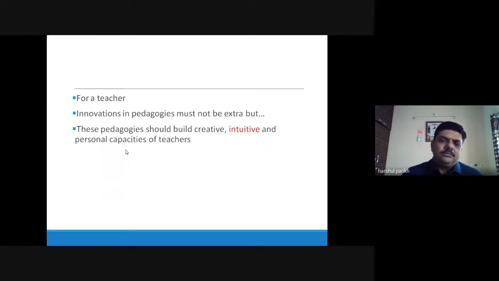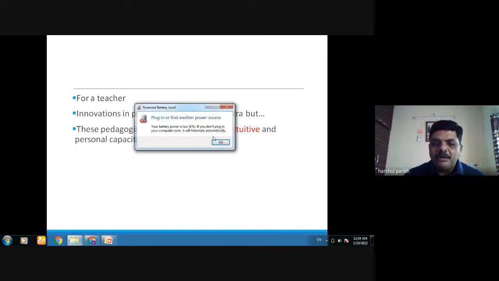So for a teacher, innovation in pedagogy must not be treated as extra. This pedagogy must not be considered as extra, but this innovative pedagogy should build our creative, intuitive, and personal capacities. So what I want to say is that the newer teaching techniques, modernized or advanced pedagogy, should build our capacities also for better teaching learning.